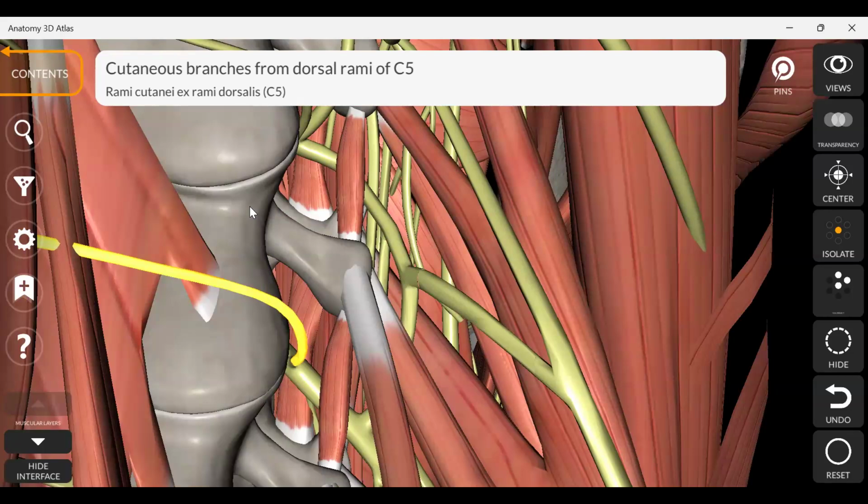Basically, there are three branches, but for this facet joint we should mainly consider the medial branches. There are medial, lateral, and intermediate branches. The medial branch usually goes to the upper part to supply the upper facet, and the lower part to supply the lower facet joint. So the branches from the dorsal rami, mainly the medial branch.